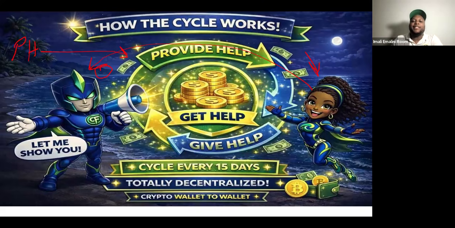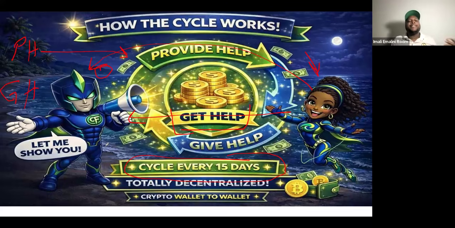it's a 15-day cycle. After 15 days, the giver becomes a receiver. Wow. Now, you are a receiver. That means Get Help. GH. So that is a GH now. Get Help. There is a little bit of a process when you are a giver.